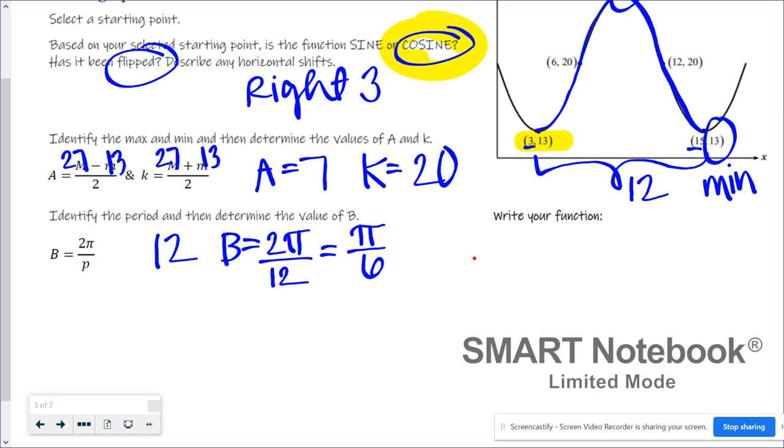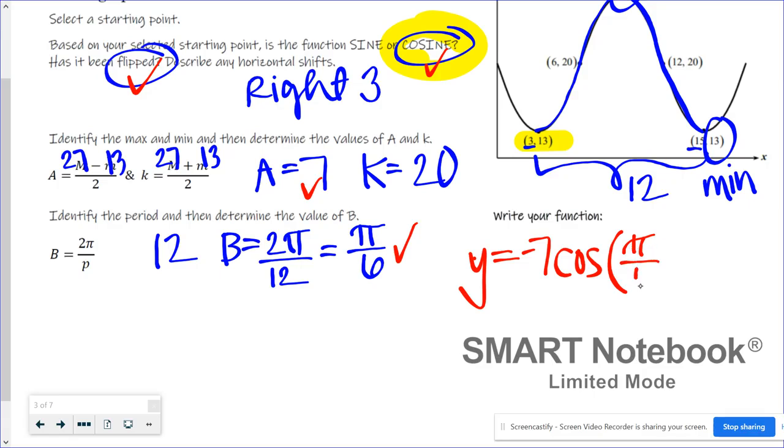Then I can put all of these pieces together and write my sinusoidal function. I'm going to have y equals, it was flipped, so my amplitude is going to have a negative in front of it, so -7. Next up is my trig function, which is cosine. In parentheses, I'm going to have my b value of pi over 6. Following that will be my horizontal shift. Right 3 would be x minus 3. And then I'm going to end this function with my midline of plus 20.